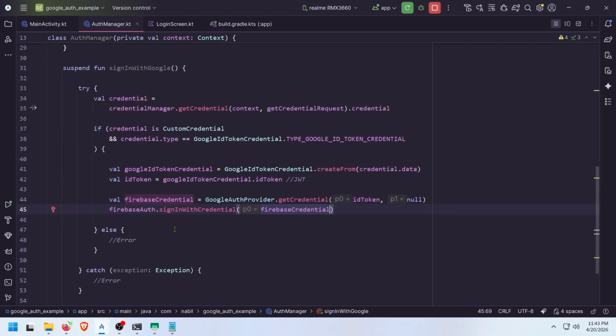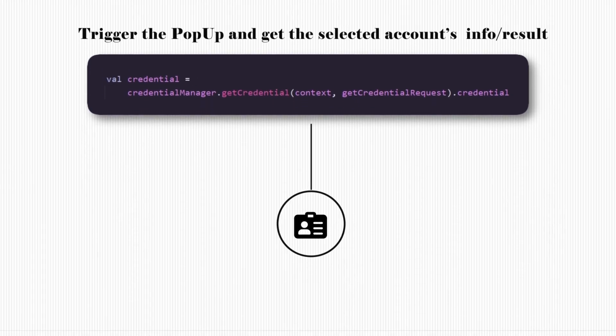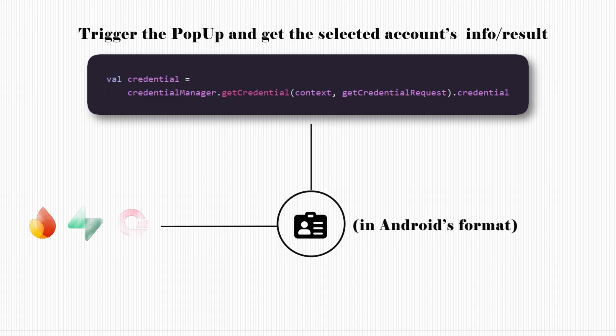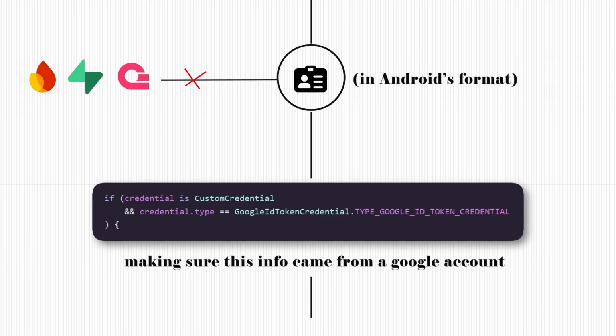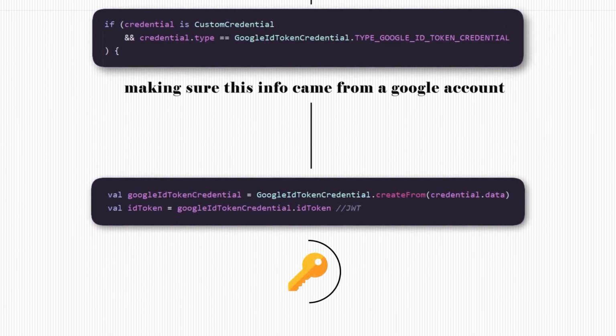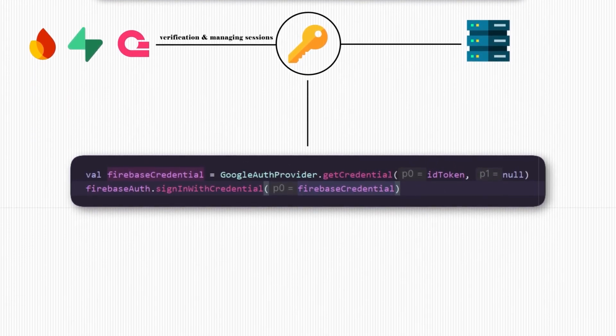I know this looks a bit complex, but here's what's happening under the hood. First, using the Credential Manager, we trigger this pop-up and get a credential from the selected account in Android's format, meaning Firebase or most backend services don't directly understand this format. So we check if it's a Google ID token credential. If it is, we extract the JSON web token from it. Now you can use this ID token on your own server or services like Supabase and Firebase to verify the user and manage sessions. But since we are using Firebase, we convert this token into a Firebase credential and pass it to FirebaseAuth, and Firebase handles the rest.